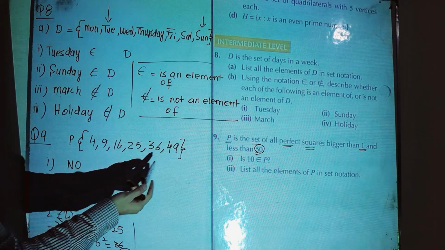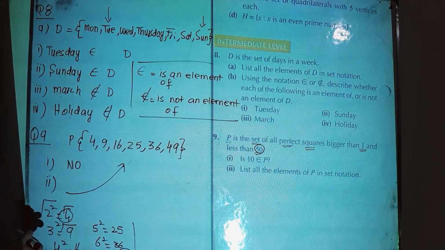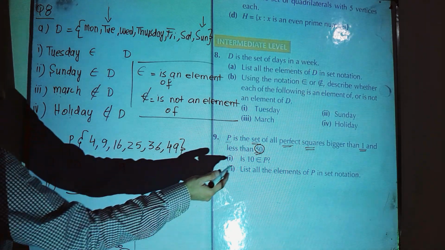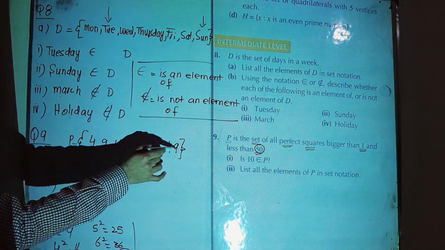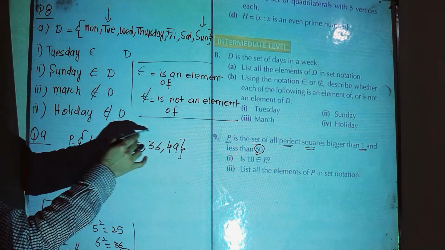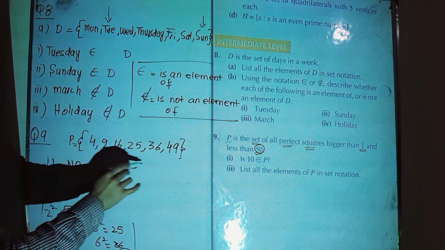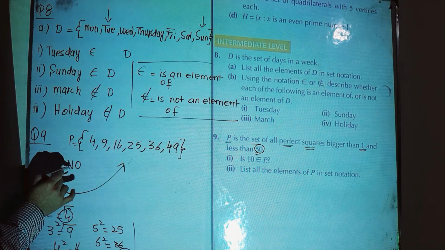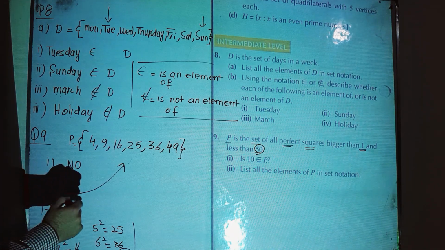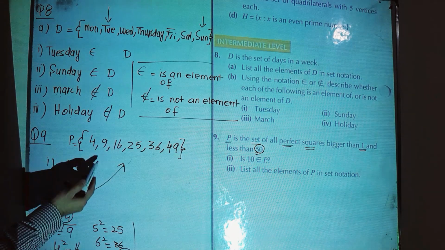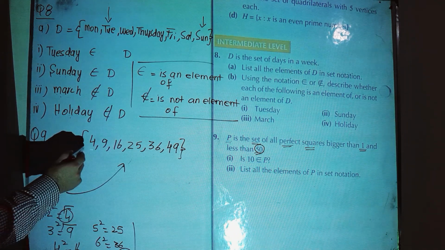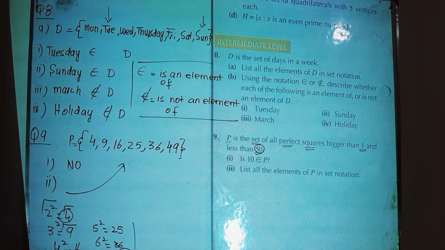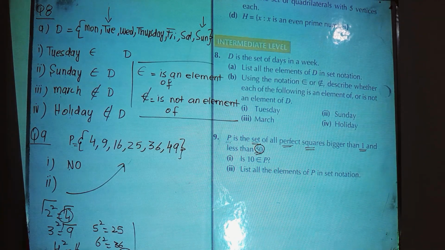Part number 1: 10 is an element of P. So this is P. Do we have 10 inside the elements of P? No. Answer is no. List all the elements of P in set notation. I have already done that. I have listed all the elements of P in set notation. So this is the answer for question number 9.